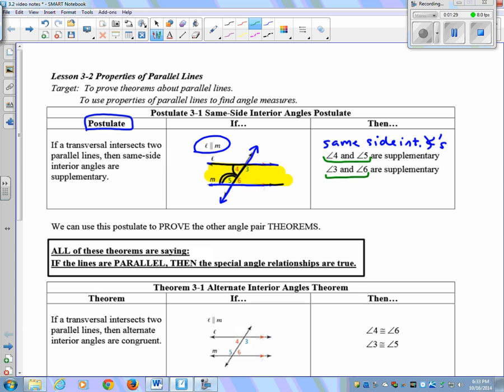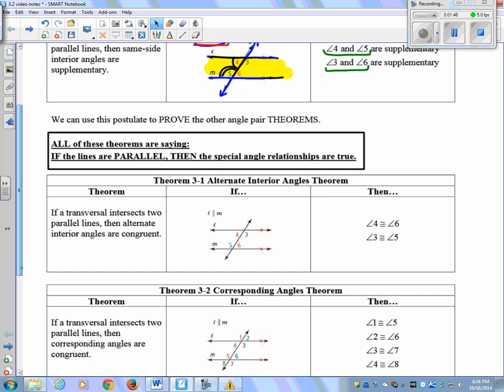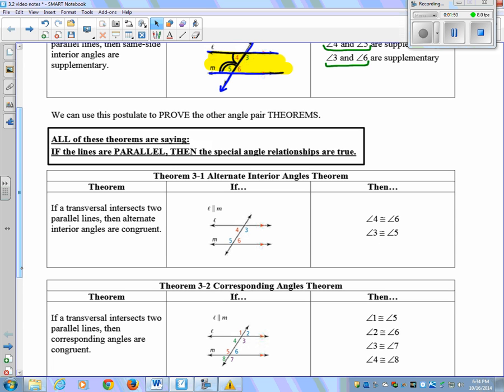When you have same side interior angles, they are supplementary if and only if the lines are parallel. So measure of angle 4 plus measure of angle 5 in this case would equal 180. We can use this postulate to prove the other angle pair theorems. So all of these next few theorems are saying the same basic thing except with different angle pairs.